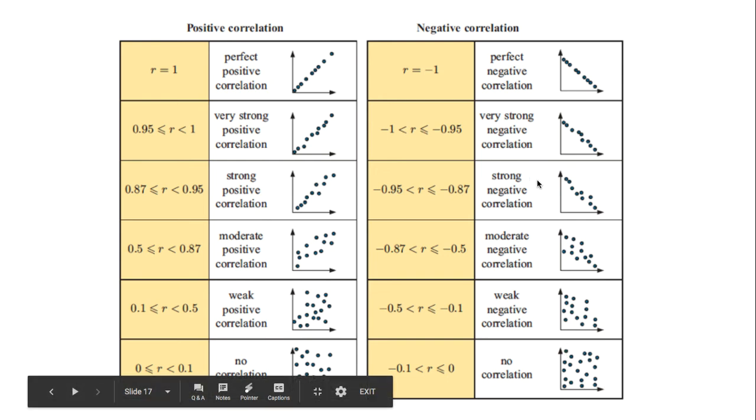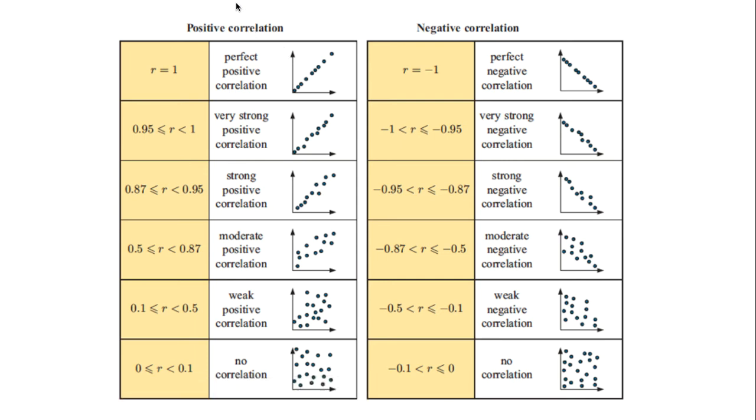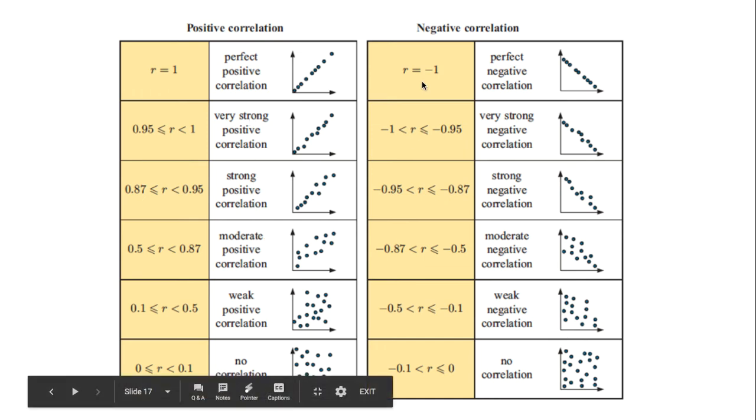So when we describe correlation, we describe whether it's positive or negative, and we describe how strong it is, the strength of the correlation. If the points fall perfectly on a line, that is a perfect or very strong correlation, and then it can get weaker and weaker. And then R in these yellow boxes is the correlation coefficient.